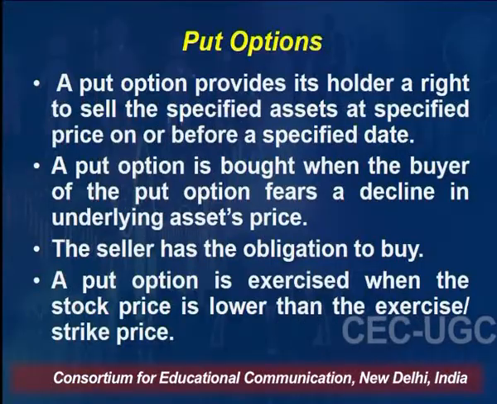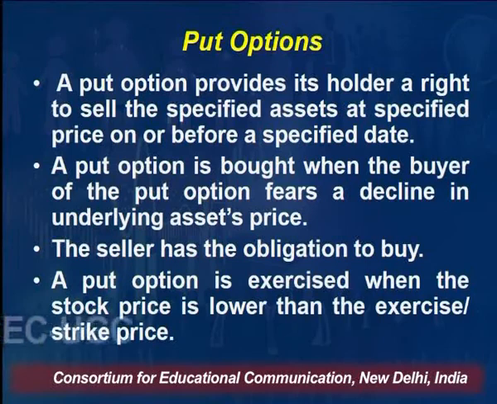The seller has the obligation to buy, right? The seller has the obligation to buy. What I am saying is, when the option holder has the right to sell, the other party will have to buy. So the option writer, that is the seller, will have to buy that stock, right? So one party is a buyer, the other is a seller. In case of a put option, the option holder is getting a right to sell the stock, so the option writer will have to buy.